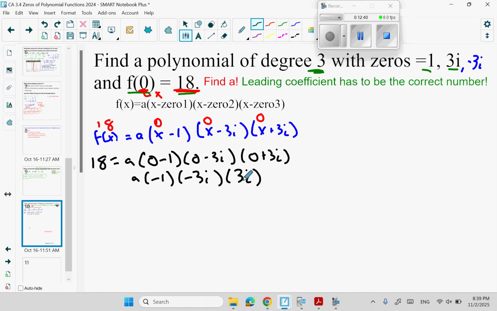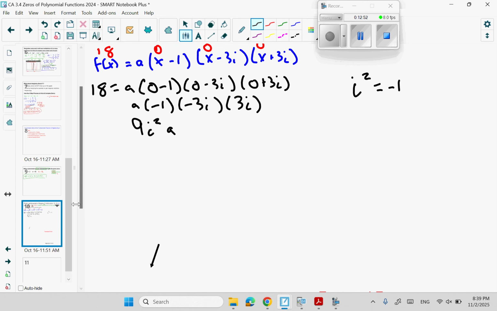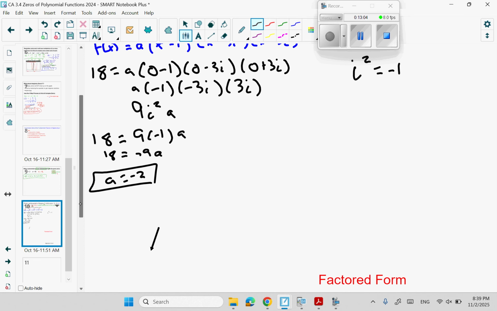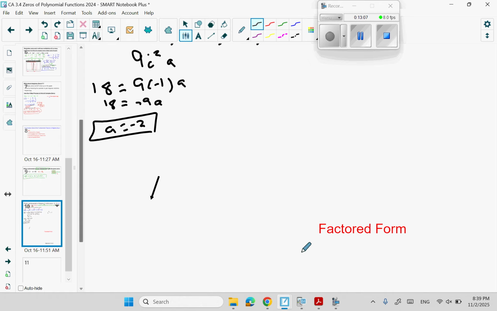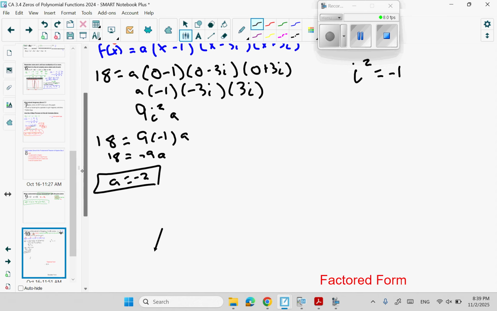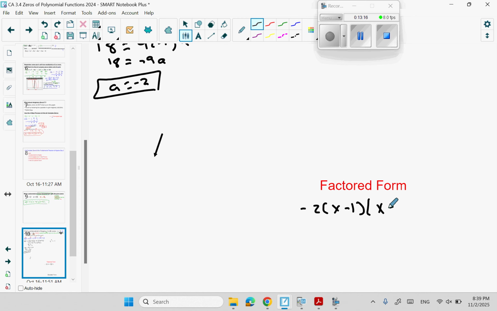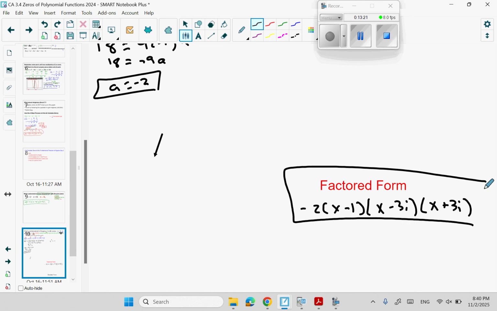So -3i times 3i would be -9i squared, times -1 gives me 9i squared a. Quick reminder, i squared equals -1. So we get 18 equals 9 times -1 times a, so -9a equals 18, so therefore a has to equal -2. Which means, in factored form, this would be -2 times x minus 1, x minus 3i, and x plus 3i. That would be factored form.